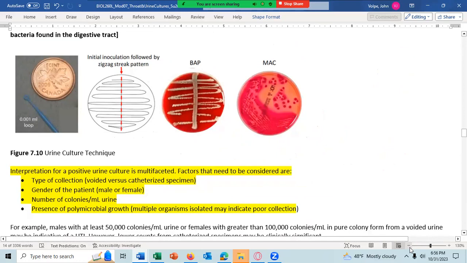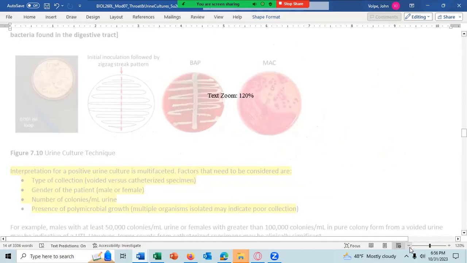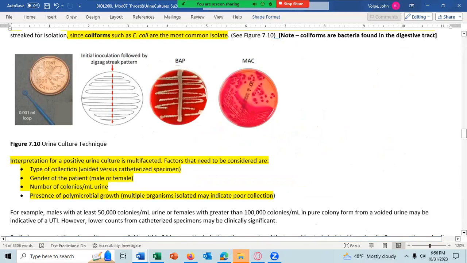Interpretation for a positive urine culture is multifaceted. Some factors that need to be considered are the type of collection. Voided, even the clean catch midstream, will give more contaminating bacteria than the catheterized specimen or the suprapubic aspiration. The gender of the patient has to be considered. Males have fewer contaminating bacteria than females in the clean catch midstream. And then the number of colonies per milliliter.